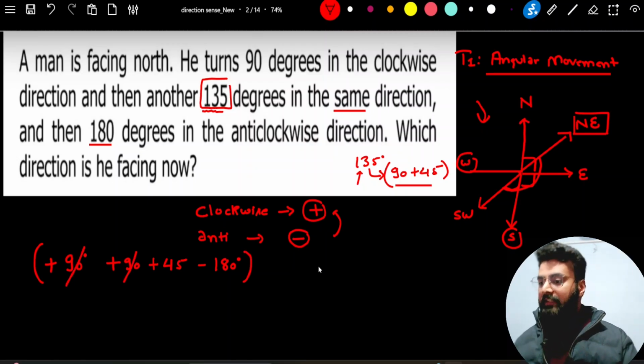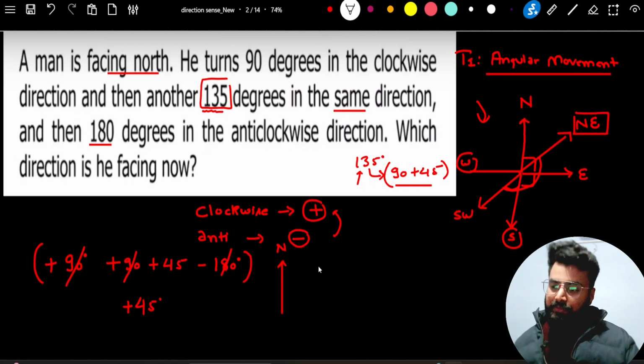These two 90s will become 180. So plus 180 and minus 180 will be ruled out. And eventually you'd be left with 45 degree with a positive sign. Now to answer the question, you'll go back to the first statement. You would say, okay, the person was initially facing in the north direction.